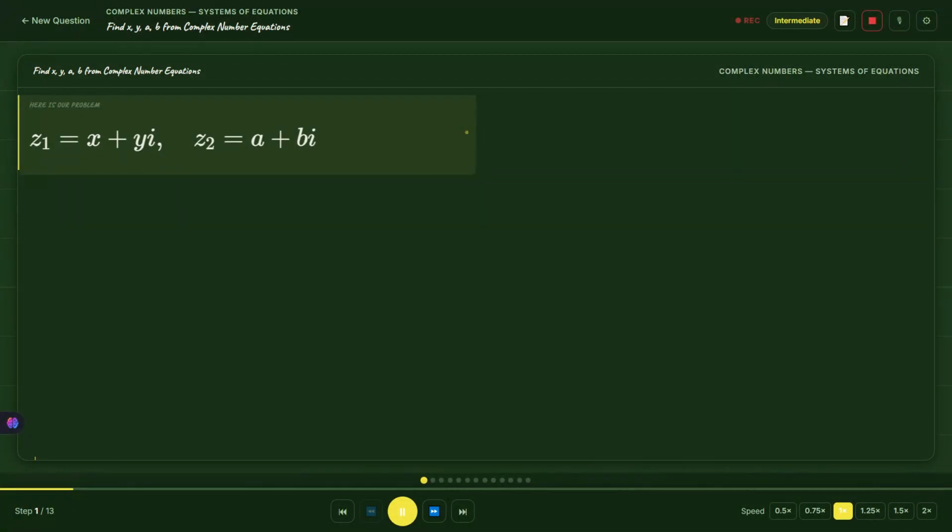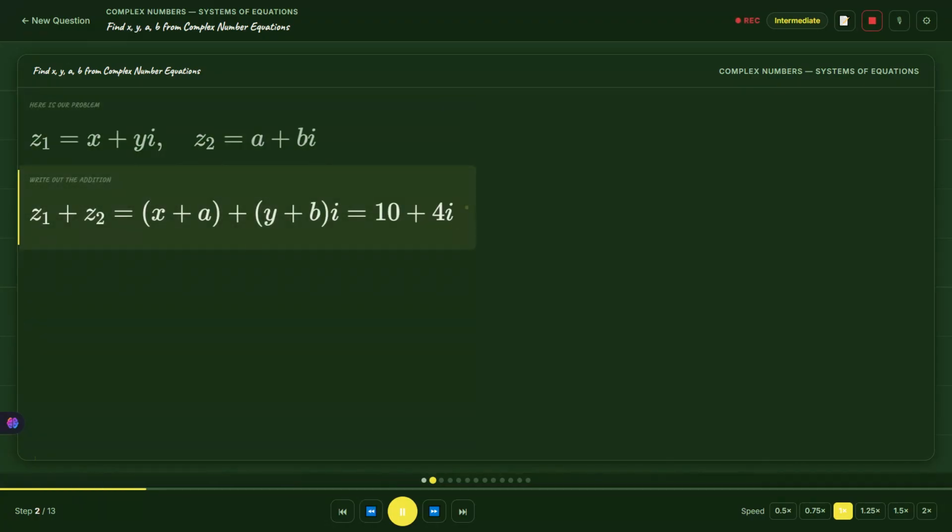Hello, friend. We have two complex numbers, z1 and z2. We are told that when we add them we get 10 plus 4i, and when we take one away from the other we get 6 plus 2i. Let's find the values of x, y, a, and b.